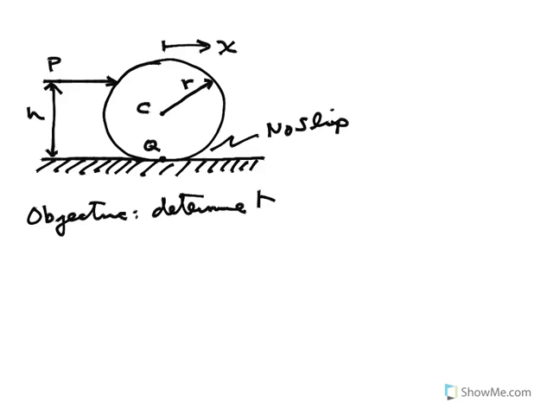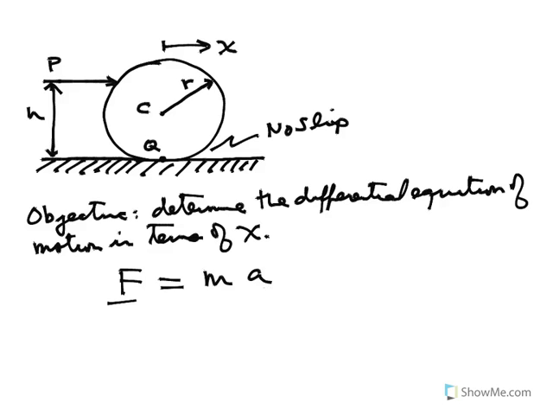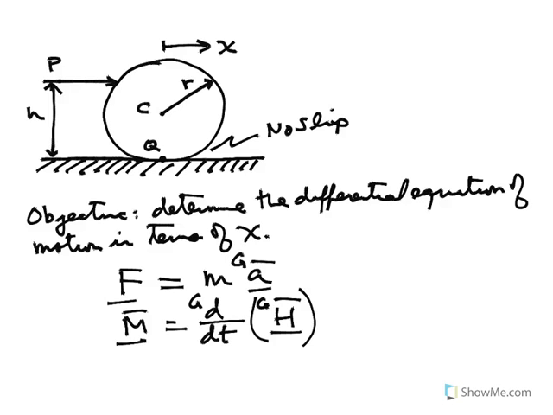And the objective is to determine the differential equation of motion in terms of x. Okay. Now once again, we're going to do this with Euler's laws. So we know that the force is equal to the mass times the acceleration of the center of mass. We know that the moment relative to the center of mass is equal to the rate of change in the ground of the angular momentum as viewed by an observer fixed to the ground.